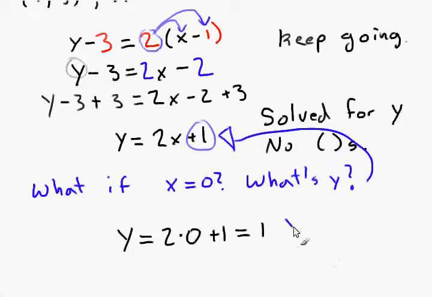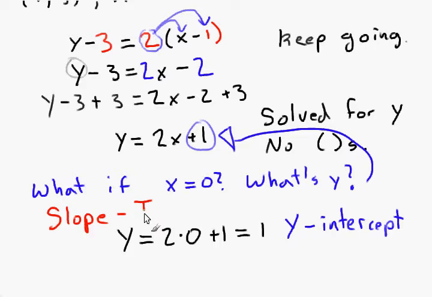And this is called the y-intercept, because it's the value of y when x is equal to 0. It's where this line crosses the y-axis. So let's see here. We've got this intercept. We've got the slope. That must make this slope-intercept form.